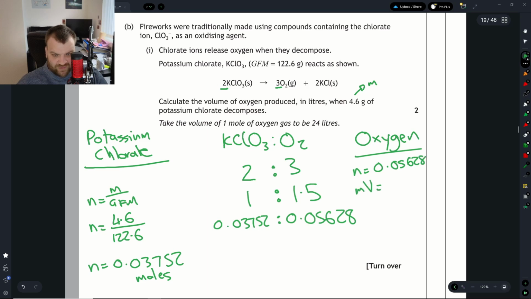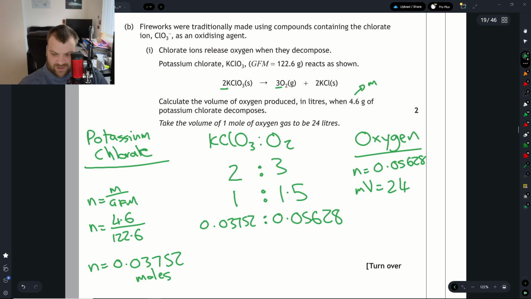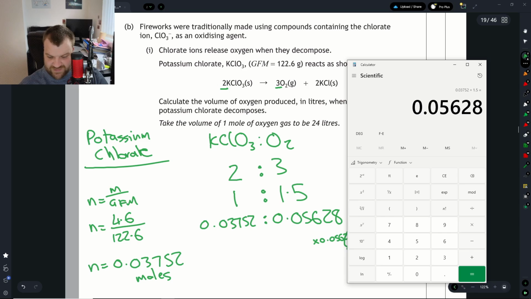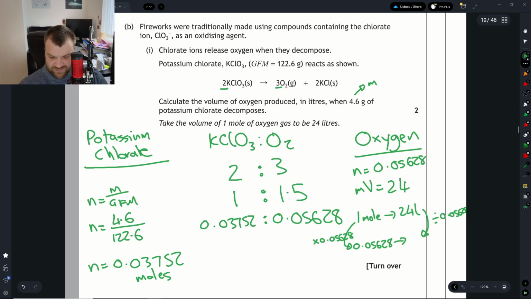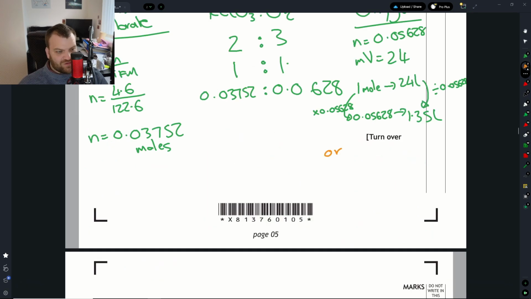We are told the molar volume equals 24, and we want to know the volume that is produced. The molar volume means that 1 mole of the substance will have a volume of 24 litres. We have only got 0.05628. That means I want to times by 0.05628. I need to do the same to 24. So if I do my answer times 24, that will give me 1.35 litres.